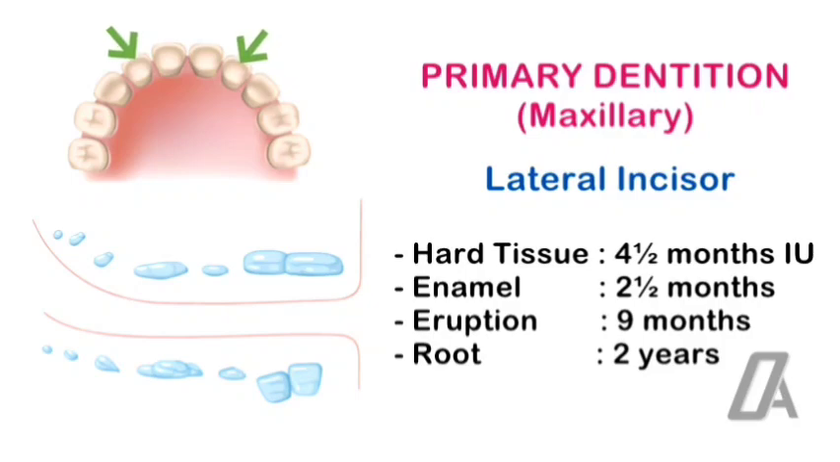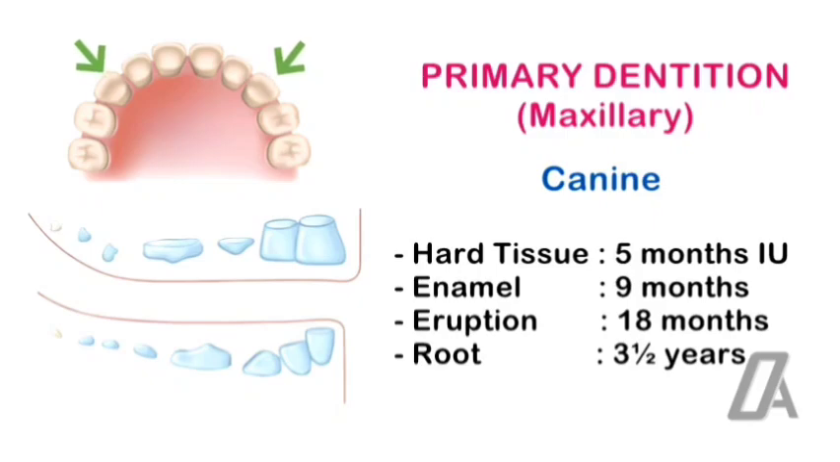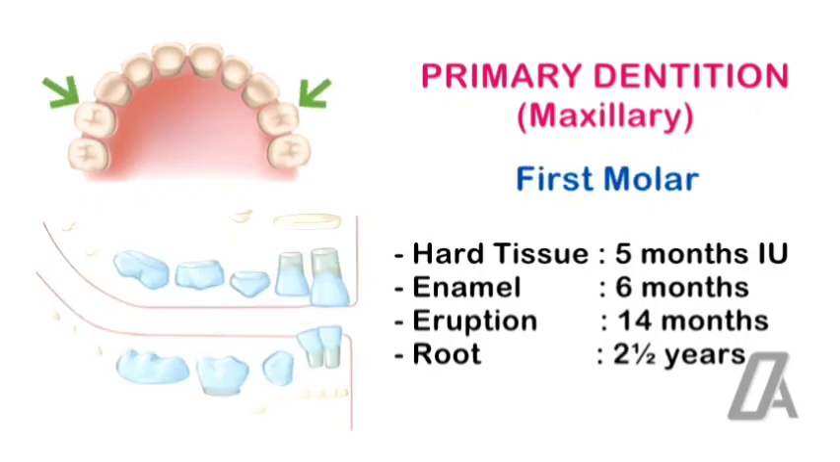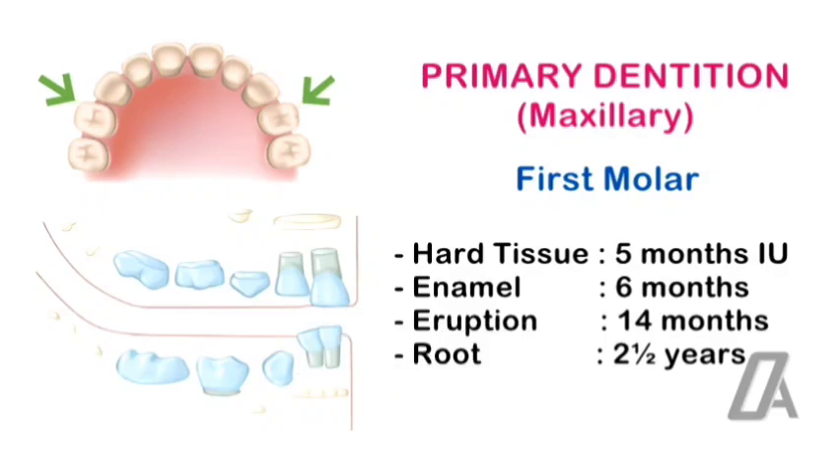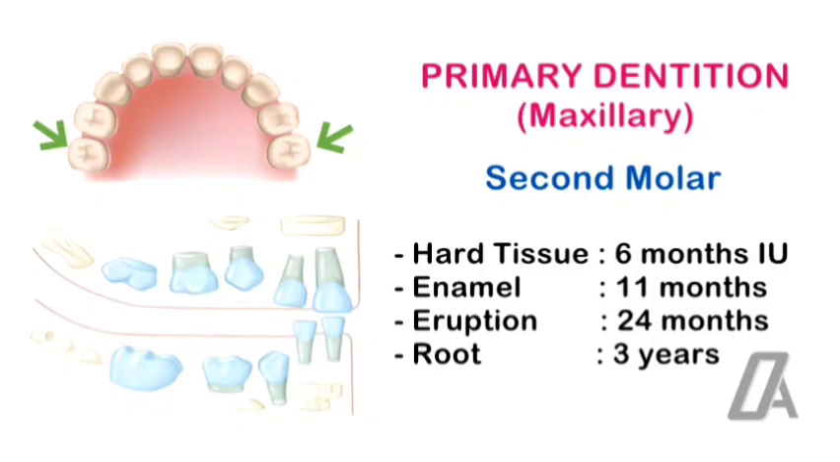finish at 2 years. The cuspid, canine, starts at 5 months in utero, enamel finishes at 9 months, erupts at 18 months, and roots complete by 3.5 years. The first molar begins at 5 months in utero, completes enamel at 6 months, erupts at 14 months, and finishes roots by 2.5 years. The second molar starts forming at 6 months in utero. Enamel completes at 11 months, erupts around 24 months, and roots complete by 3 years.